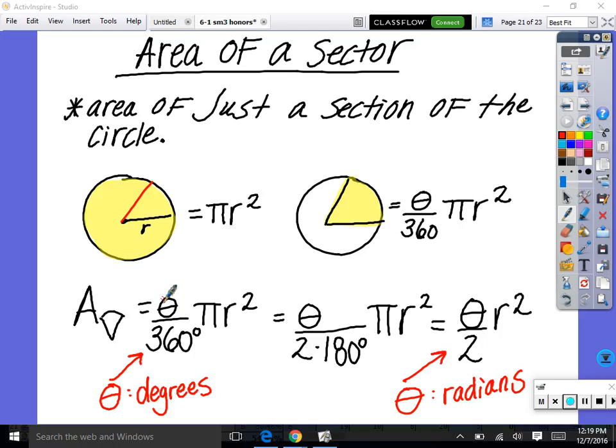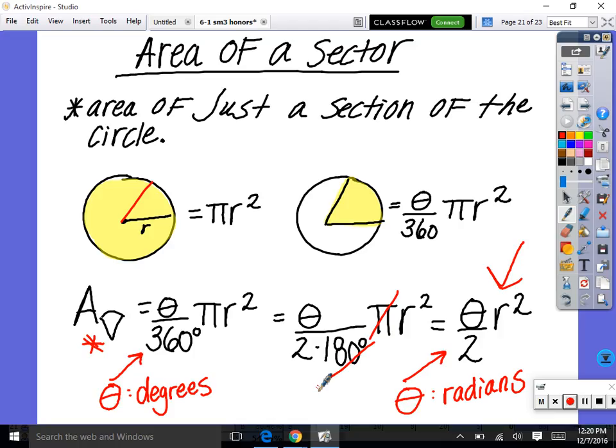You'll see it in your book written as this one over here: theta over 2 times r squared. Now here's why. What they're doing is they're using this original formula and they're recognizing that 360 is 2 times 180 degrees. Isn't that true? Now look, we have a pi over 180. Those are the same thing. So that leaves me with theta over 2 r squared.